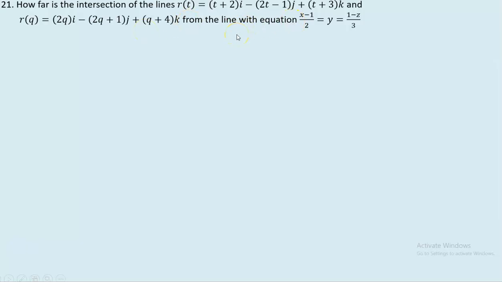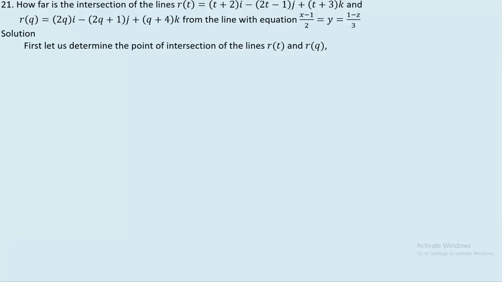So it's a matter of recalling how you can find distance between a point and a line. But here what makes it different is we have to determine the point of intersection between these two lines, r of t and r of q. Okay, so the process goes like this. First let us determine the point of intersection of the lines r of t and r of q.